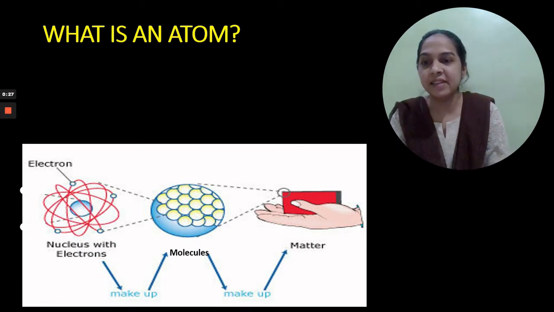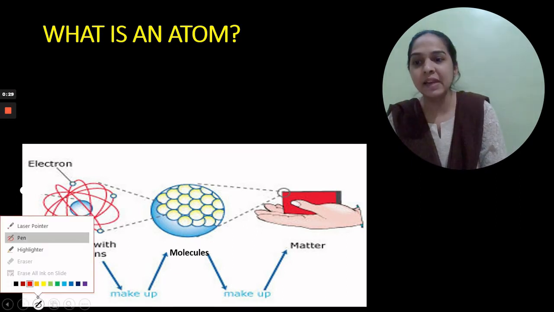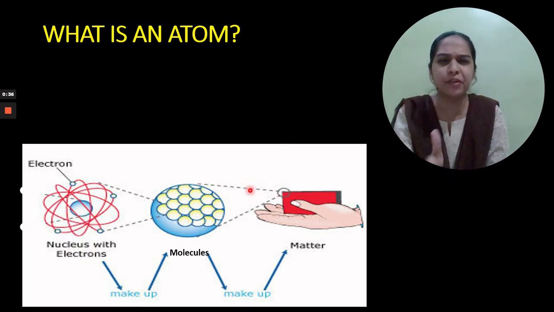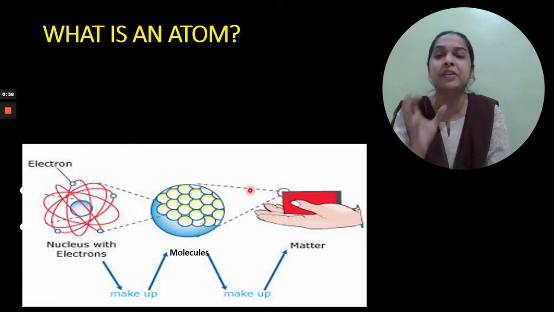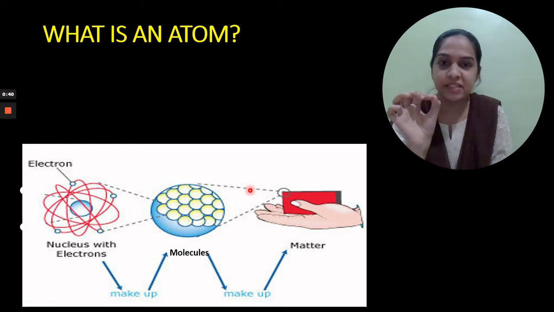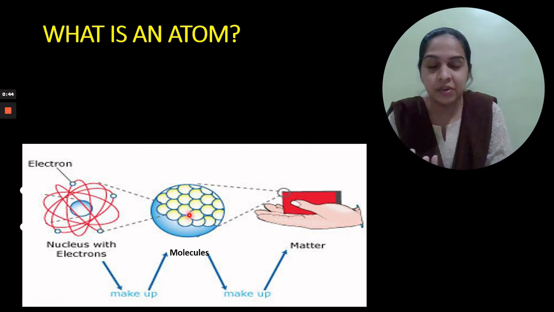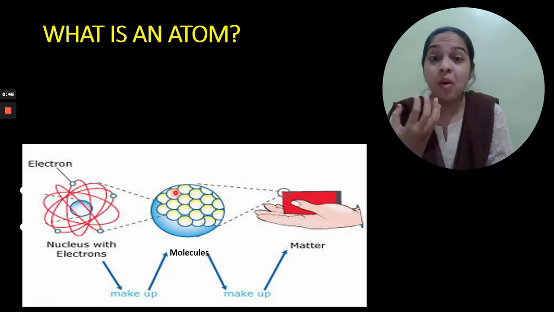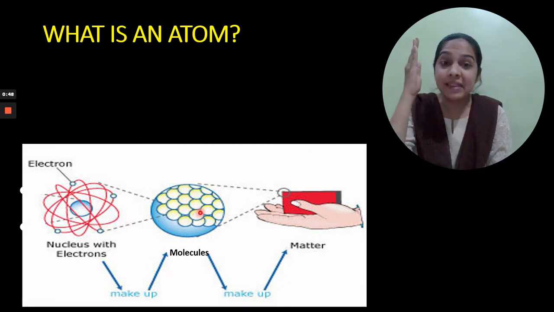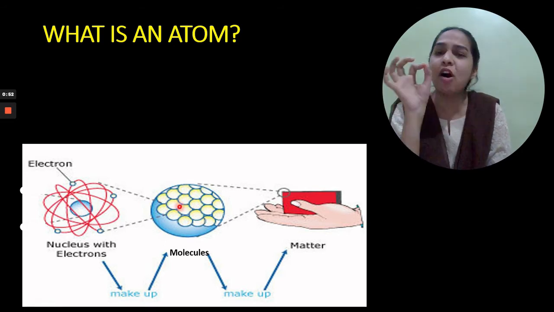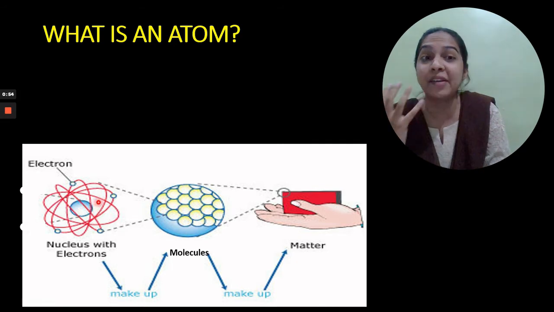What you see here is a matter. It can be any object. Now, if you just break this matter into very fine units, you will get molecules. This matter is actually made up of molecules, and if you break this molecule further, you will get the smallest unit of matter called atoms.